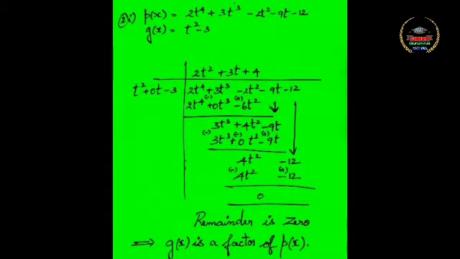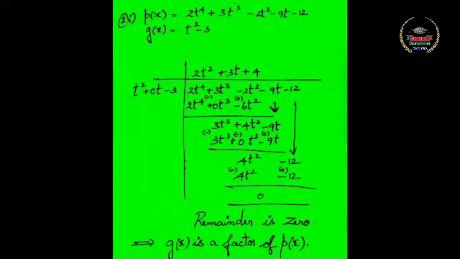Now when you divide p of x by g of x, compare the first term in the dividend and the divisor. In the dividend you have 2t power 4 and in the divisor you have t squared. So 2t squared into t squared is 2t power 4. I have done that rough work on the side for you to see. Since 2t squared into t squared will give you 2t power 4, we are going to multiply the entire divisor by 2t squared.